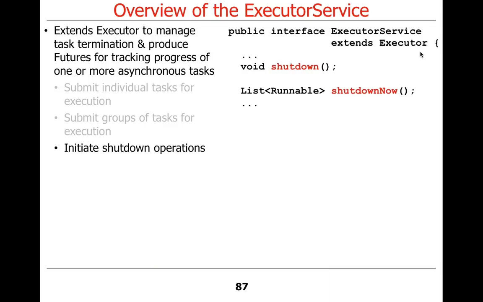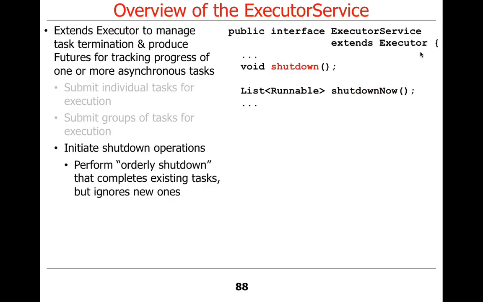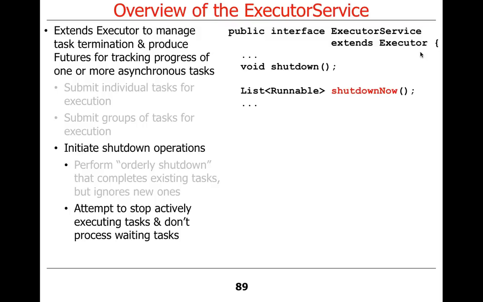There's also a bunch of operations for shutting things down. One operation called shutdown does an orderly shutdown, which basically completes existing tasks, lets them finish, but ignores any new ones. So once you call shutdown, at that point anybody else who comes along will be ignored. And then there's also something called shutdownNow, which goes out and tries to cancel existing stuff or interrupt it. It certainly doesn't process any waiting tasks that haven't run yet. This gives you back a list of what was waiting. So if you shut down now, you'll get back the list of things that didn't run.